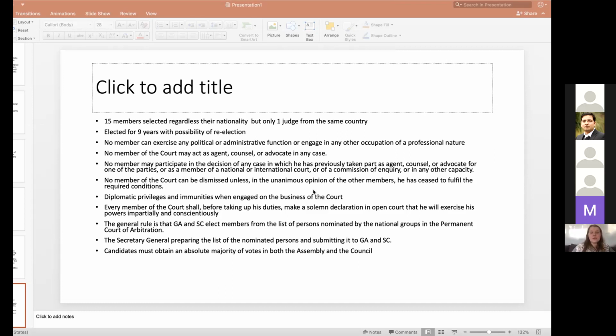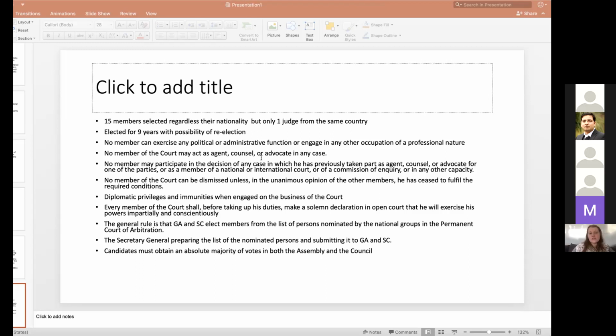The general rule is that the General Assembly and Security Council elect members from the list of persons nominated by national groups in the Permanent Court of Arbitration. The Secretary General prepares the list of the nominated persons and submits it to the General Assembly and Security Council. Candidates must obtain an absolute majority of votes in both the Assembly and the Council.